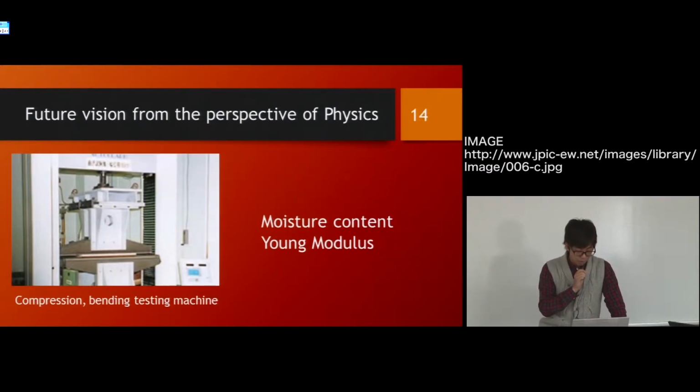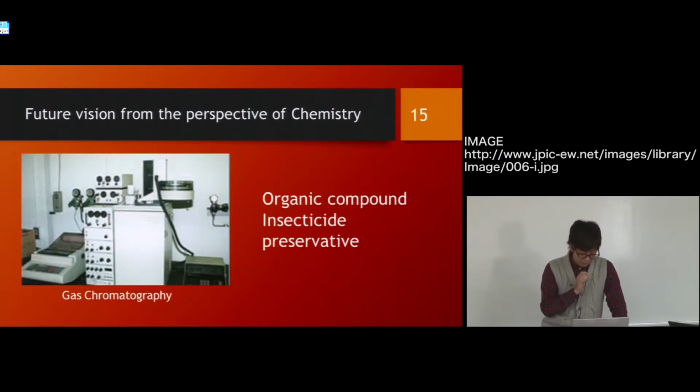This machine is a compression bending testing machine which measures moisture content and Young's modulus. They are important to strength, bending and durability, which means how many years it would endure outer power. Next, this machine is a gas chromatograph, checking how much organic compound, insecticide and preservative is inside the wood we want to check.